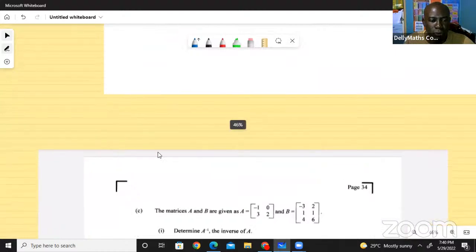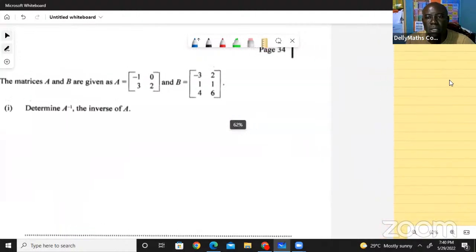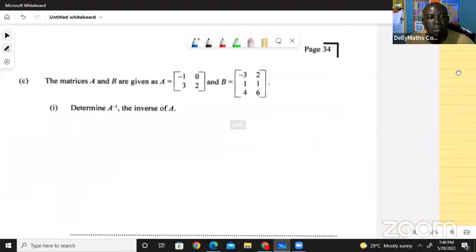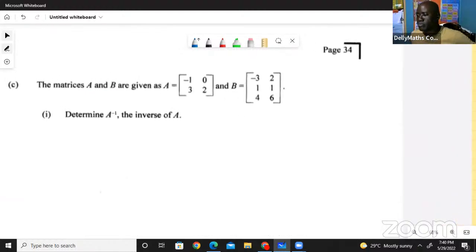All right, let me see how we can do this. Let me blow this up for us. Let me shift it. All right, right there, that should be big enough for us. So the next question says, the matrix A and B are given as A is equal to -1, 0, 3, 2, and B is equal to -3, 2, 1, 1, 4, 6.